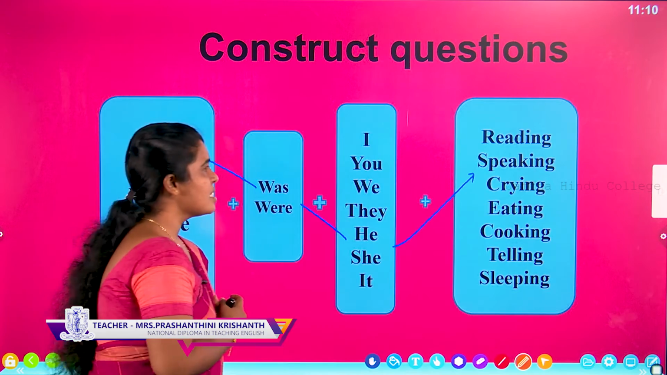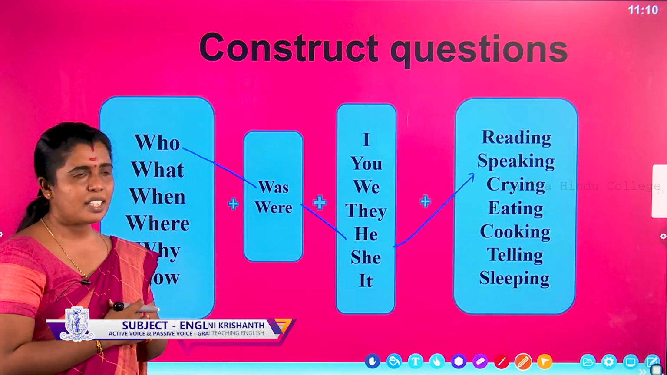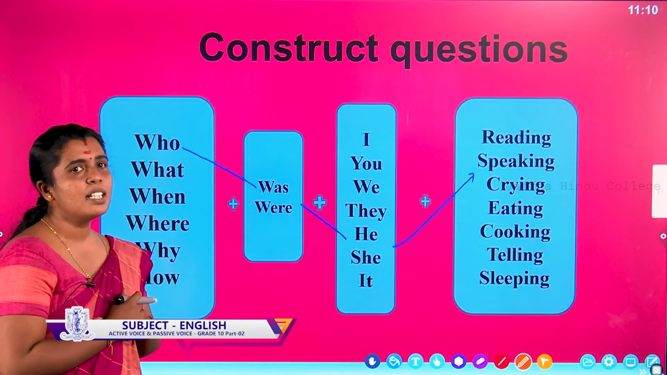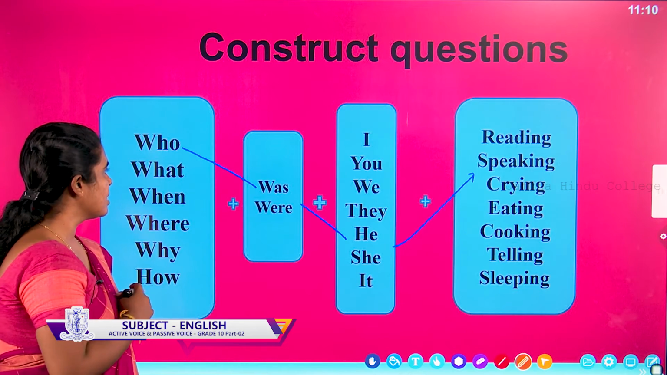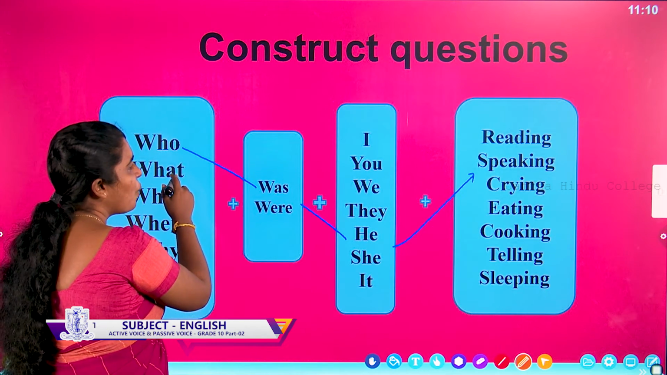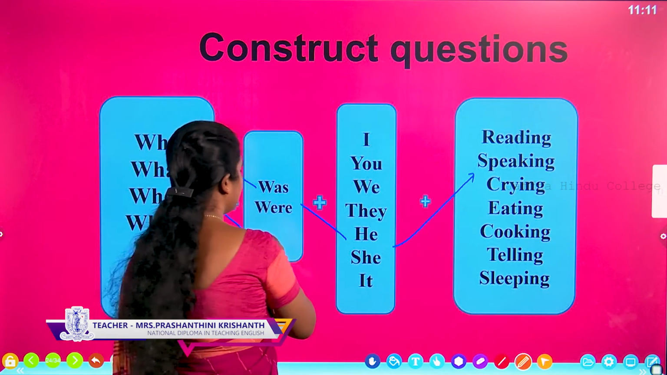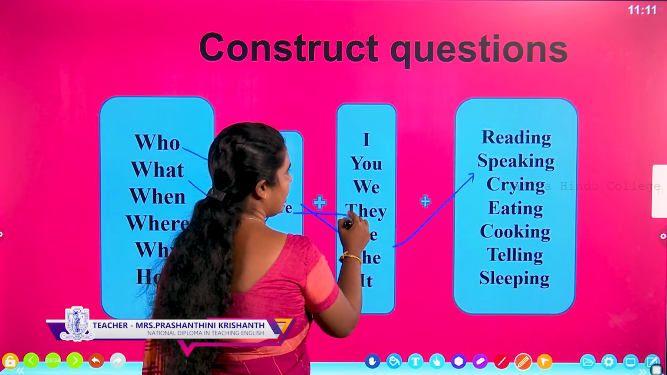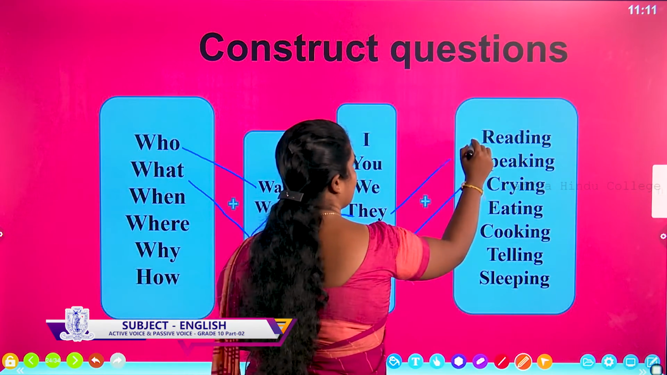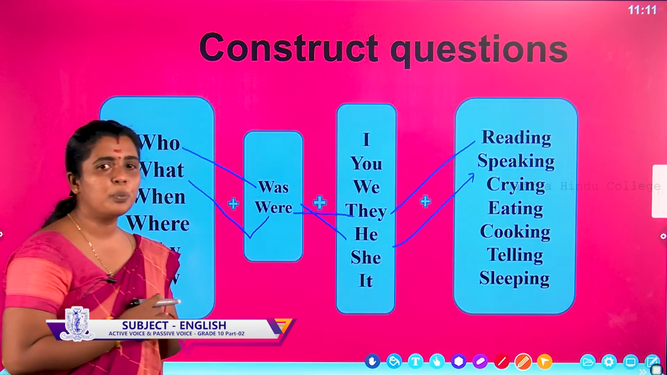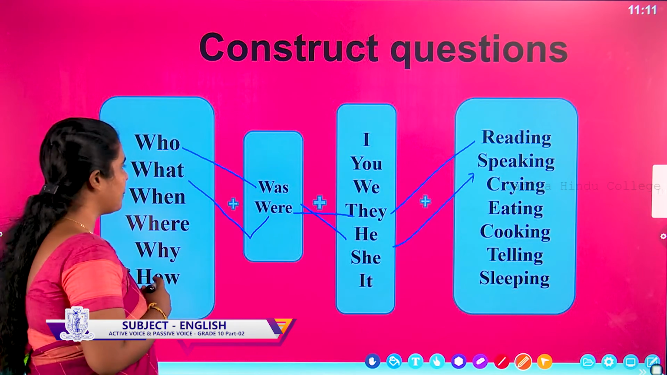Who was he speaking with? Right? Like that we can make simple sentences. Next one, see there. What were they reading? Right? What were they reading?